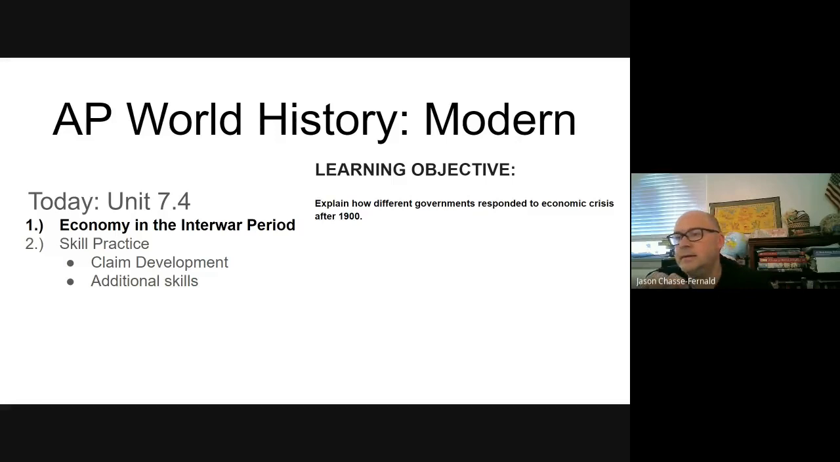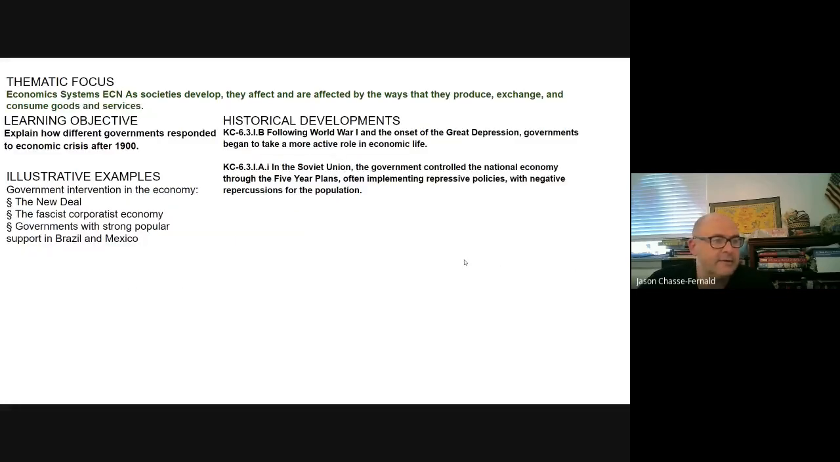Today we're going to look at Unit 7.4, Economy in the Interwar Period. And we're going to be really just looking at how different governments responded to the economic crisis after 1900. Specifically, looking at how some governments reacted to the Great Depression.